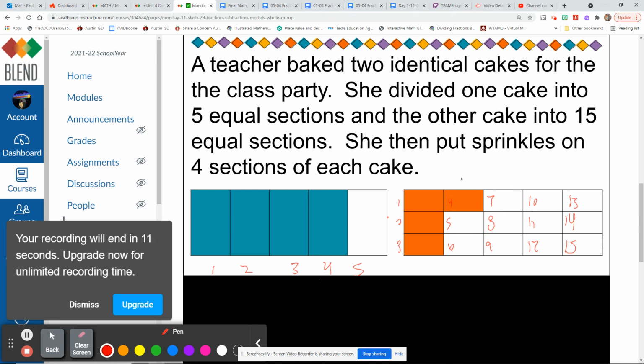All right, so what we're looking at here is 4/5, and we want to find the difference between 4/5 and 4/15. And that's what we'll do when we come back. See you then.